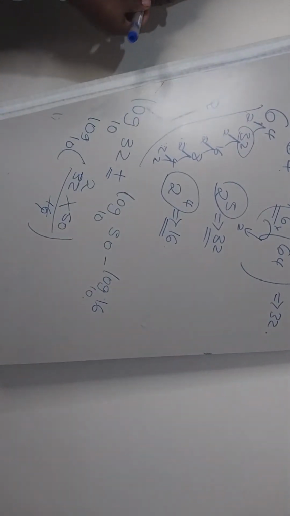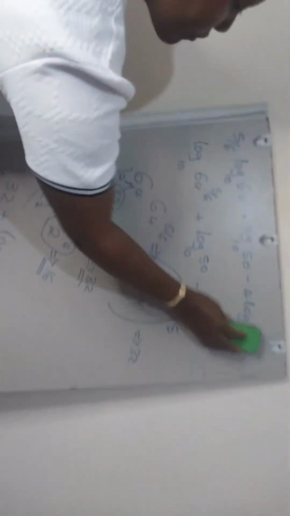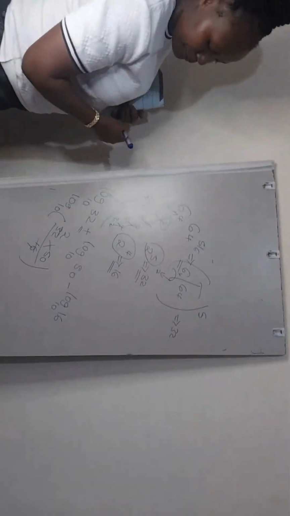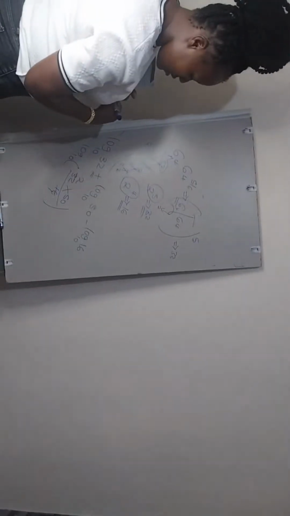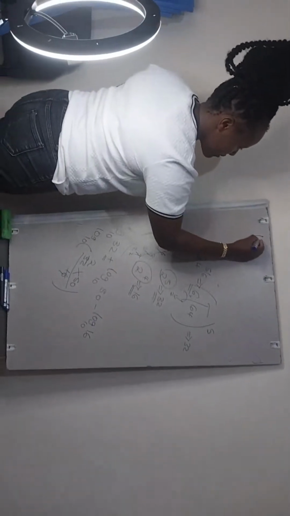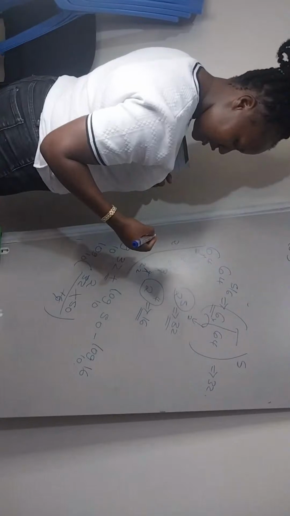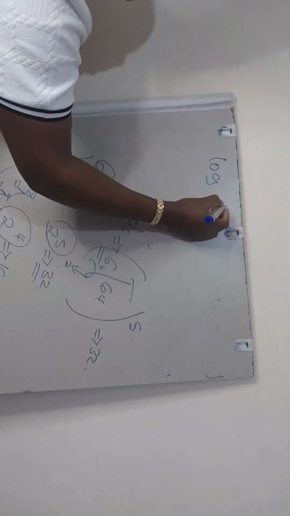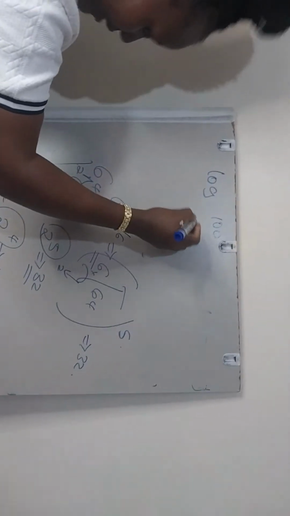Good. Allow me finish it up here. So we now have something which looks like this. Log, what is 2 times 50? 100. Log 100 to base 10.